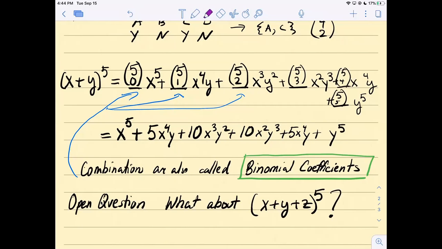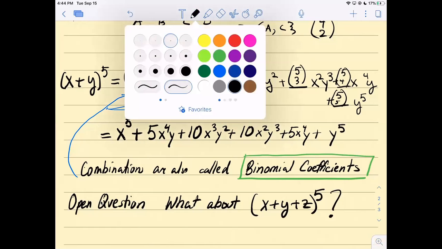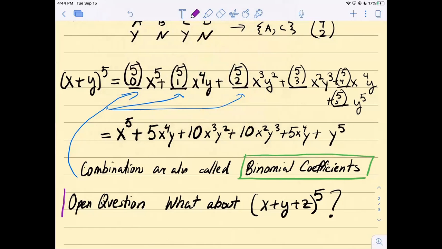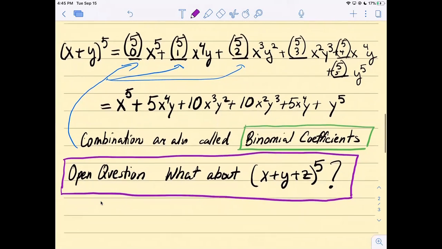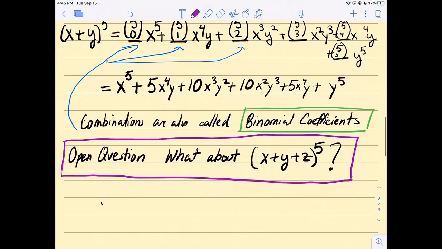That's a great question, and I'll give you a hint. You already know everything you need to know to answer this question. So I'll let you think about that. But binomial refers to just using 2 letters and expanding stuff with 2 letters.